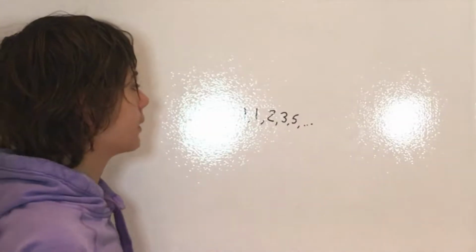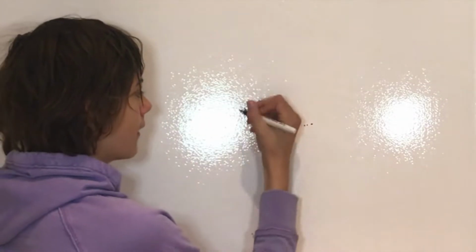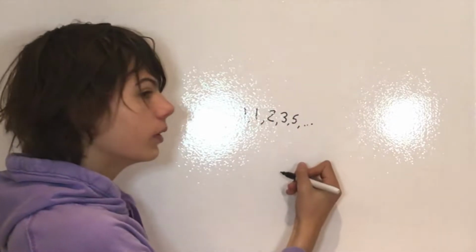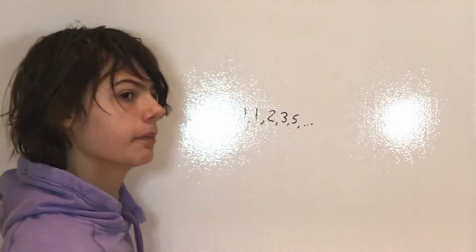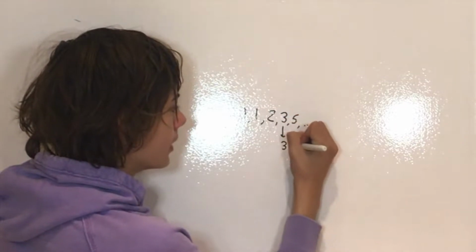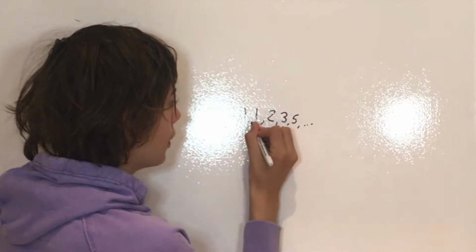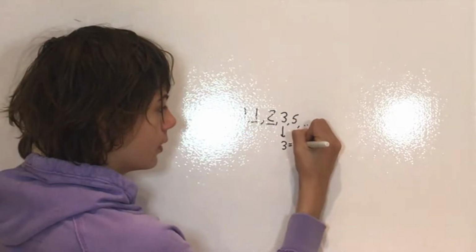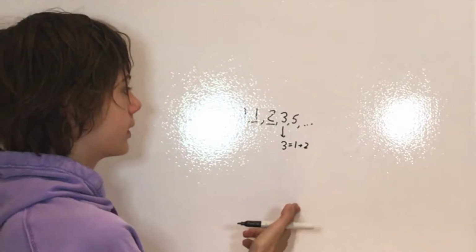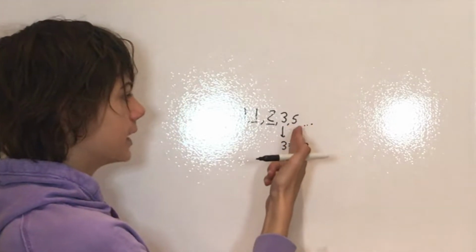If you look at this sequence, you can notice a few things. First of all, each number is equal to the sum of the two previous numbers. So for example, let's take 3. 3 is equal to 1 plus 2. And you can look at any of these numbers such as 5. 5 is equal to 2 plus 3.